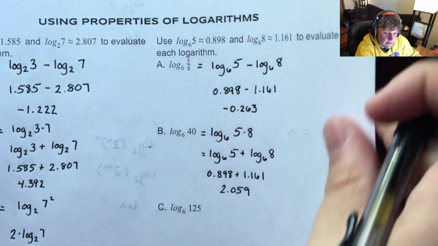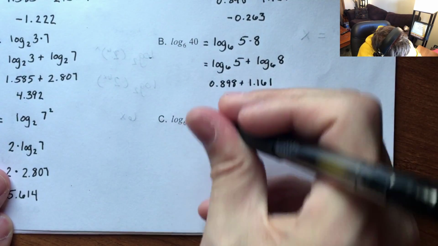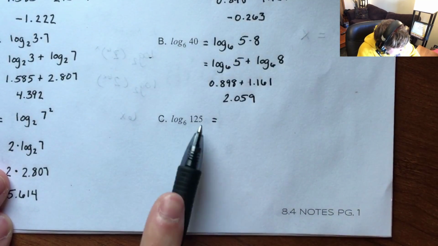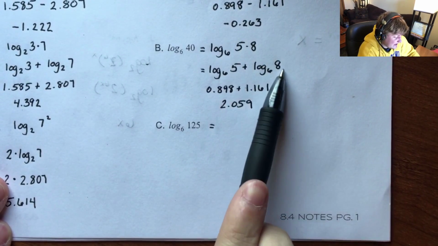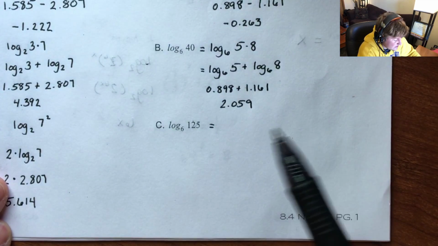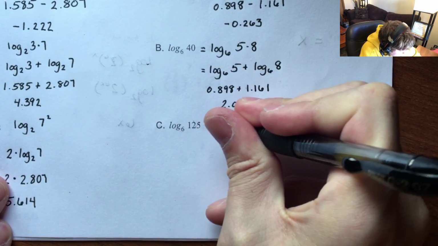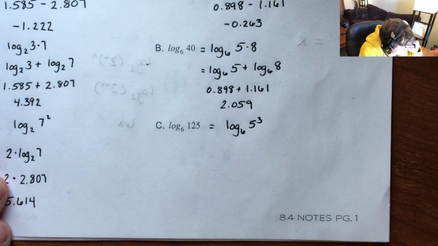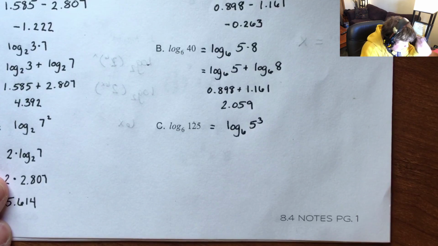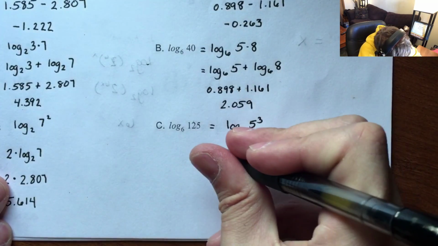Alrighty. Last one, C. This one is a little bit different, but as I look at it, I want to think about 125 and what number. Well, it's definitely not 8. If I take 8 to any power, 125 isn't going to be nice and neat, but I can take 5 to a power and get 125. In fact, 5 to the third power is 125. Now I just have this power property, which tells me to pull that exponent out to the front.